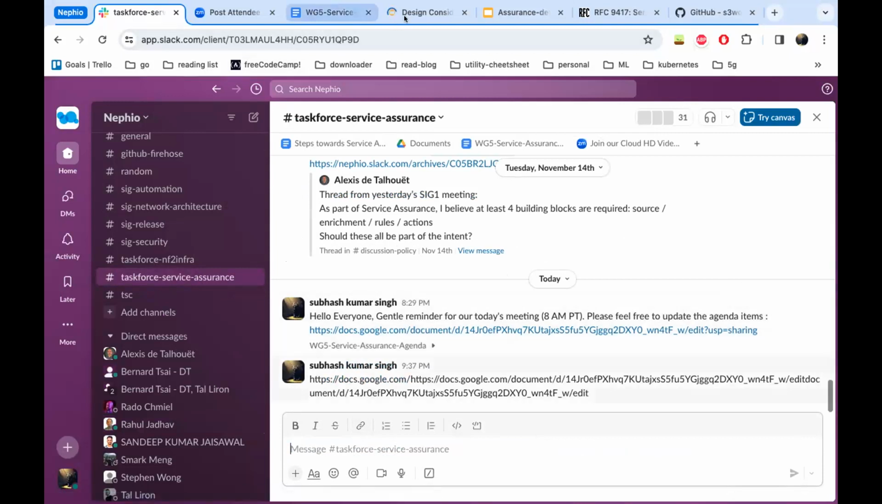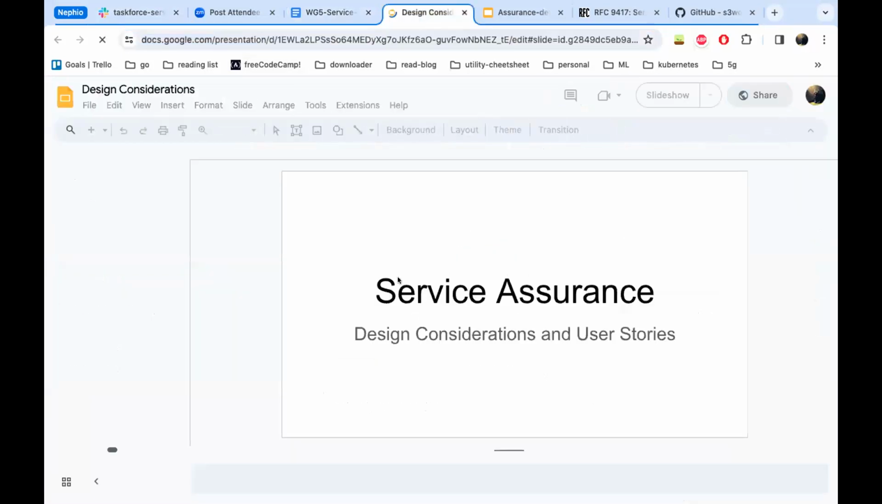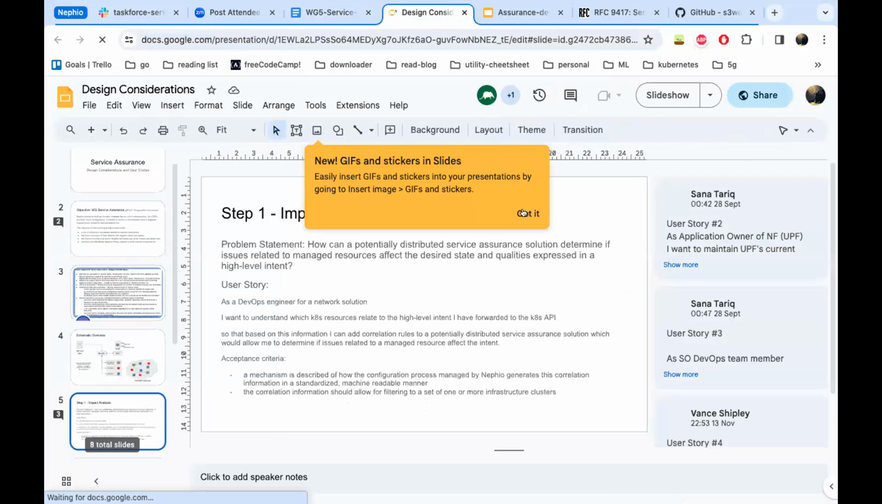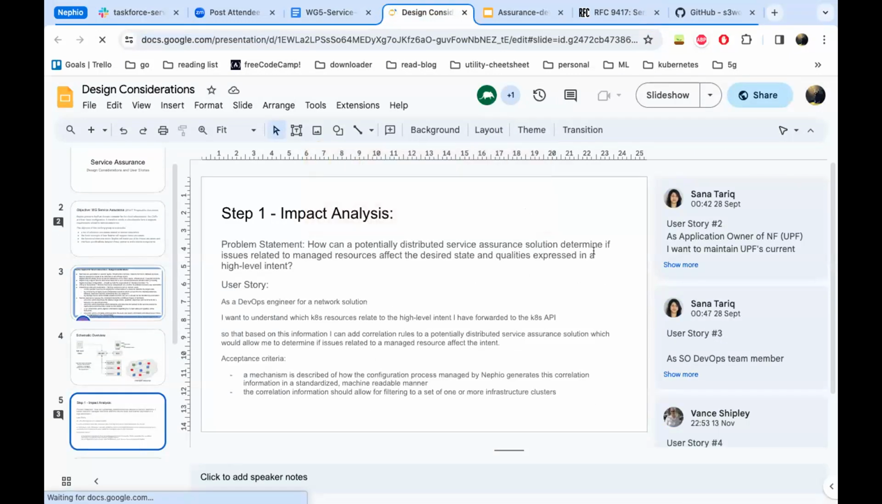Okay. So I'll directly jump on our first topic. There were a few comments I saw in this slide. I think it is worthwhile to go through it.